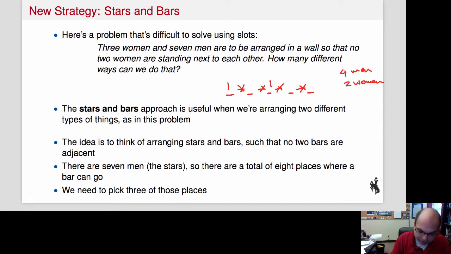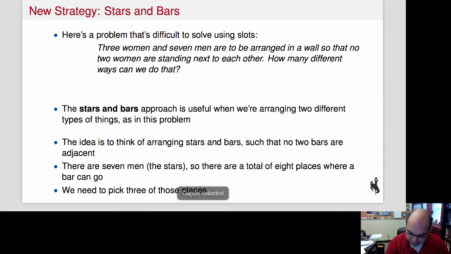So there's one possibility. Here's another possibility. I can put one here and one there, and so on, right? And now you see that the solution ends up being just 5 choose 2, right? So it's actually a similar problem to what we did before once you recognize it. And these stars and bars is a good way of organizing that kind of information.